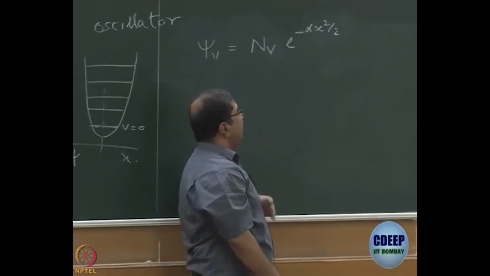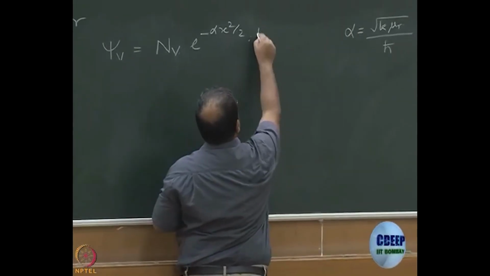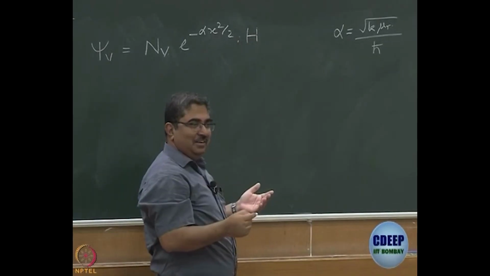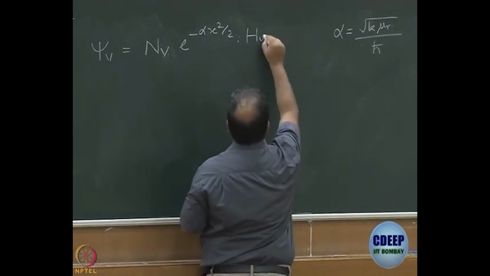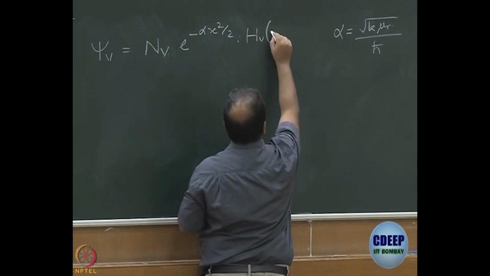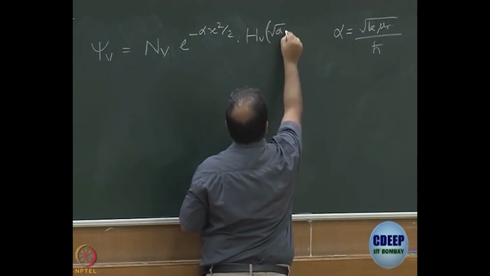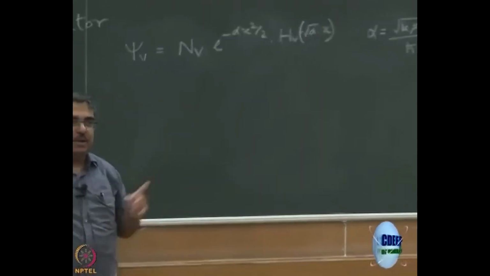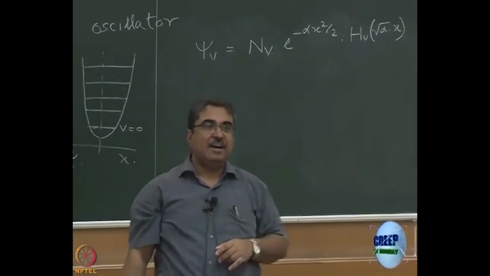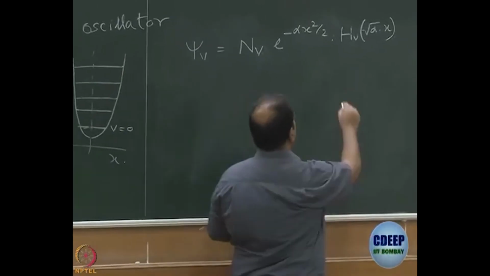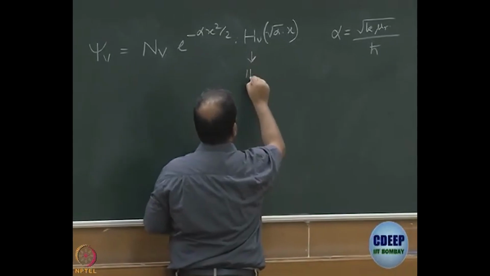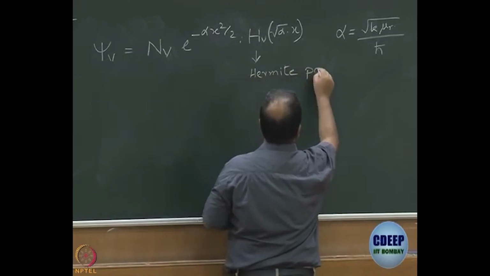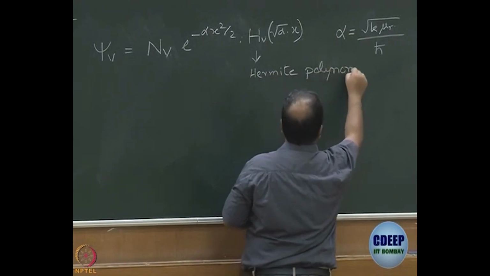Okay? Right, multiplied by, now we are getting familiar with the plot, multiplied by a polynomial. This polynomial is H v, and it is a polynomial in root over alpha multiplied by x. Okay, alpha is defined already. What are these polynomials called? Hermite polynomials. Excellent.